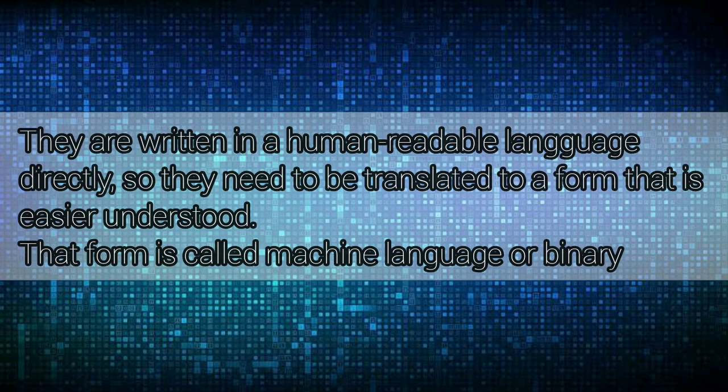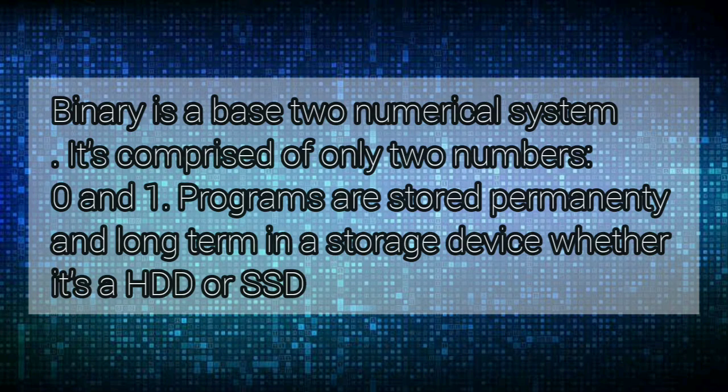They are written in human readable language, so they need to be translated to a form that is easier to understand. That form is called machine language or binary. Binary is a base 2 numerical system. It's comprised of only two numbers, 0 and 1.